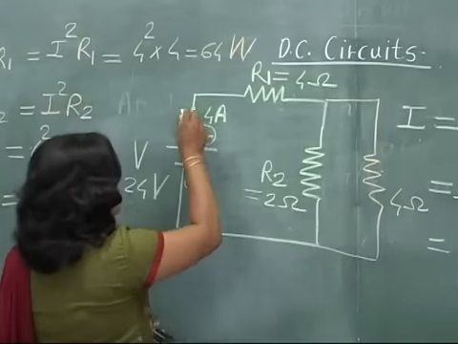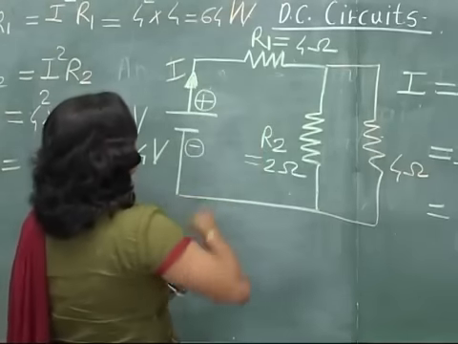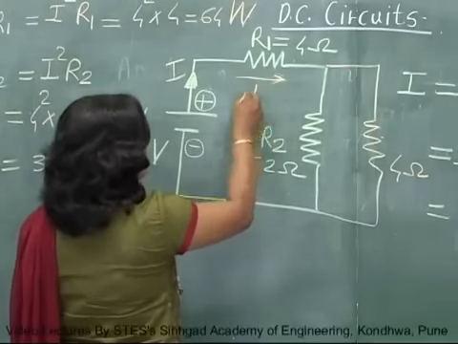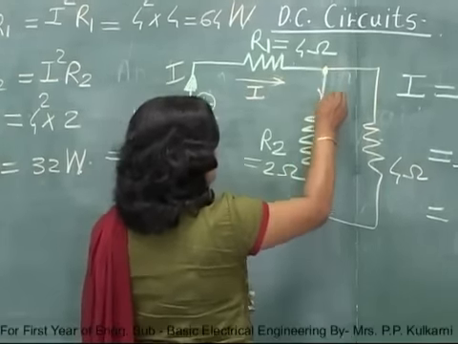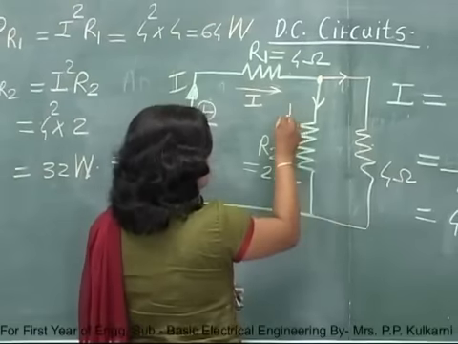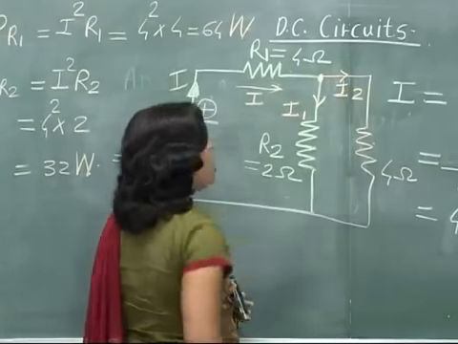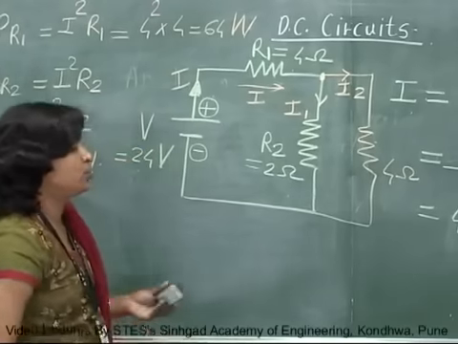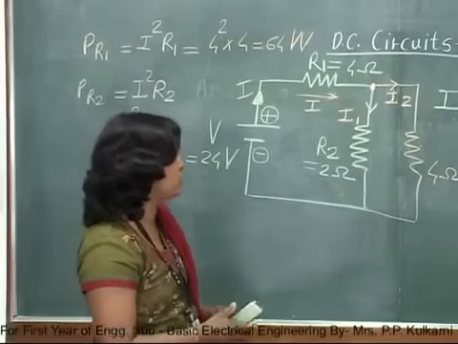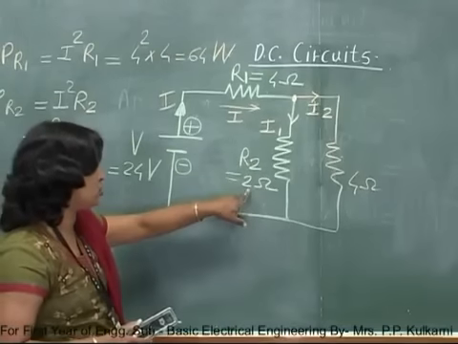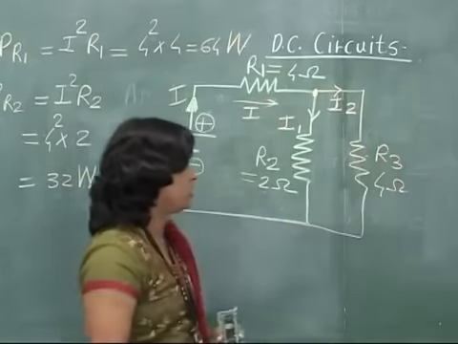Now if I assume this current as say I, this current I will flow through resistance R1. Then here this total current will get distributed. If I assume this current as say I1 and this current as say I2, how to find out these two currents? Using the parallel law of resistances. Now what is the parallel law of resistances? In this circuit, this resistance 2 ohms and resistance R3 which is 4 ohms, they are connected in parallel.